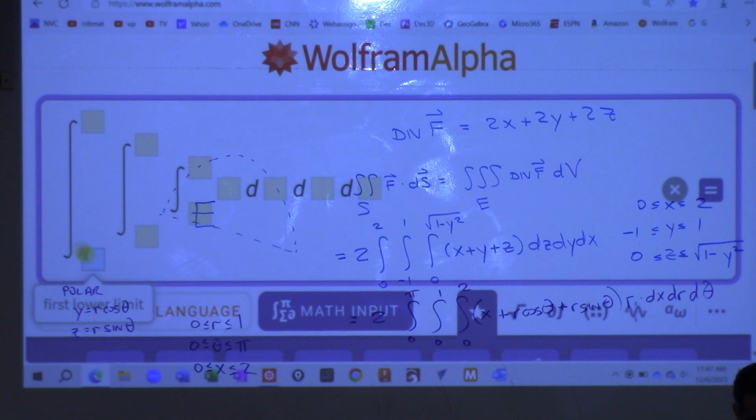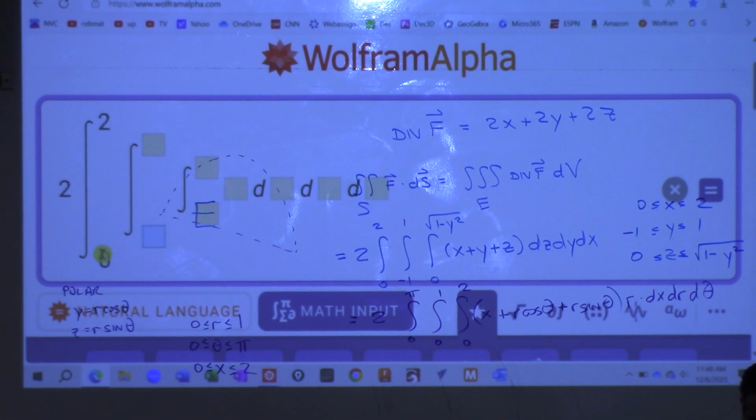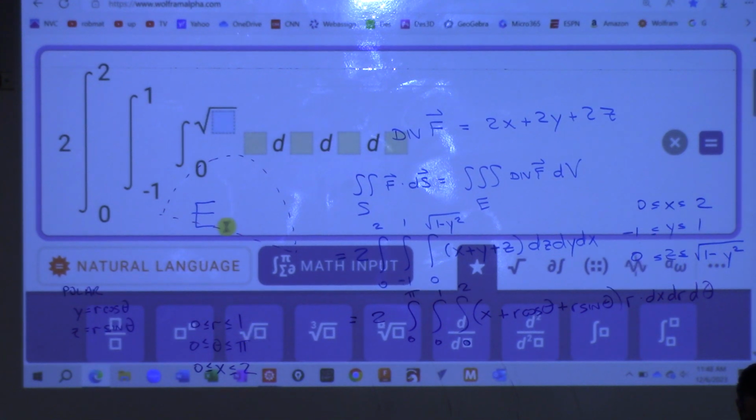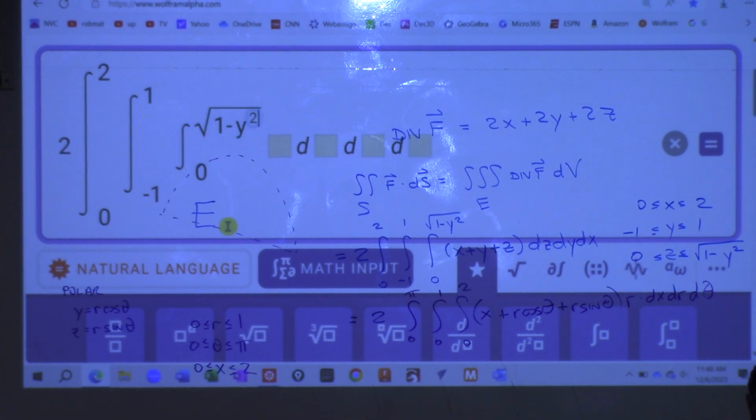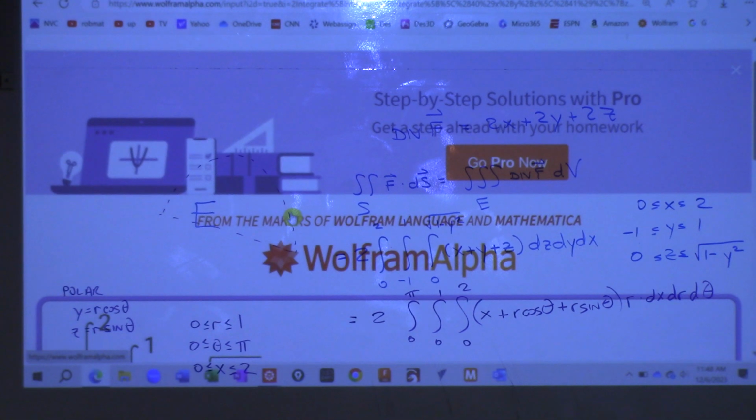All right, let me do the first one. Put the 2 out here in front. We're going 0 to 2. Negative 1 to 1. 0 to the square root of 1 minus y squared. And this is just x plus y plus z, dz, dy, dx. See, if you're using a computer, then really it doesn't matter which way we do it.